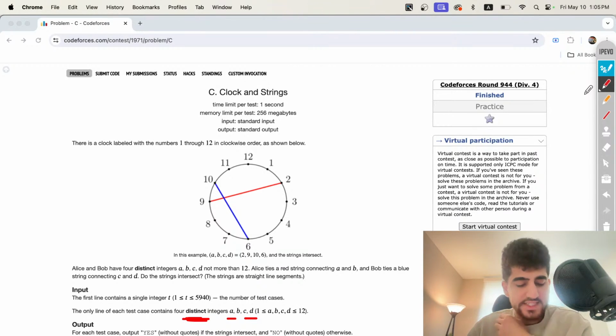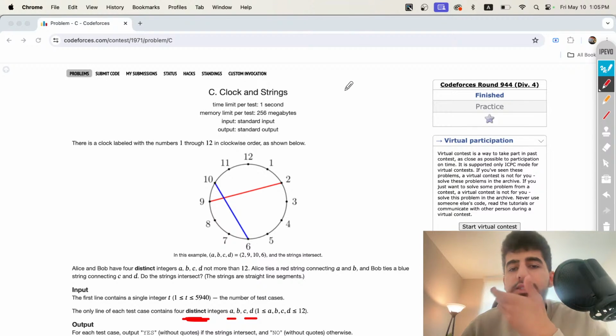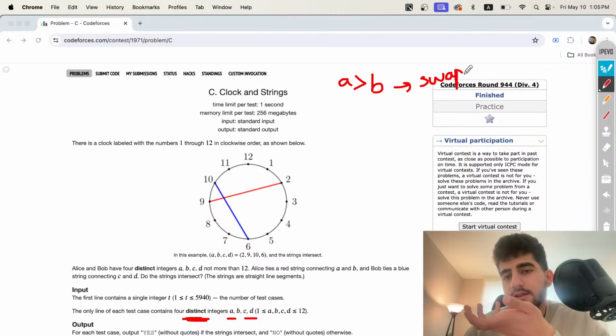Well, this one is a bit more challenging than the previous ones. The previous ones were very trivial. This one is a little bit more challenging, but not that much. Well, the point is, first of all, I think the first good thing that you can do, if A was greater than B, let's swap A and B. I want to make input more structured. So if A was greater than B, swap A and B, and if C was greater than D, swap C and D.